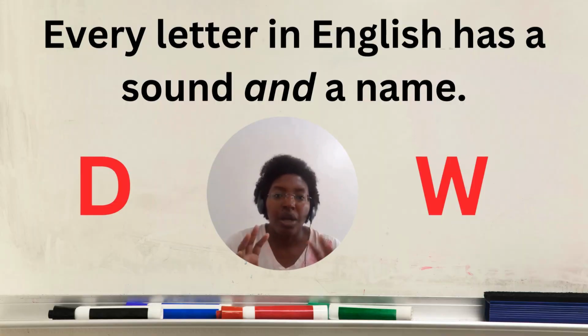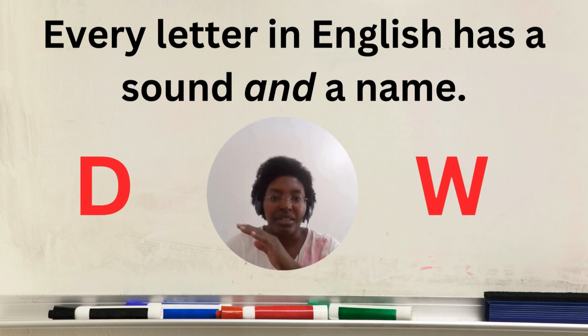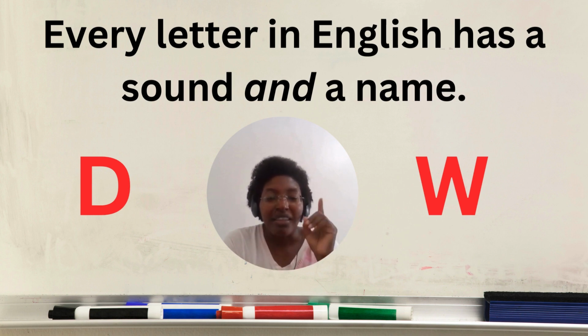I want to remind you of a couple things before we get started with our phonics work. Please remember that every letter in English has a sound and a name. So this letter is D. The name is D, but the sound is D, D, D, like in dog. And this letter is W. The name is W, but the sound is W, W, W, like in wood. So it's important to remember that.